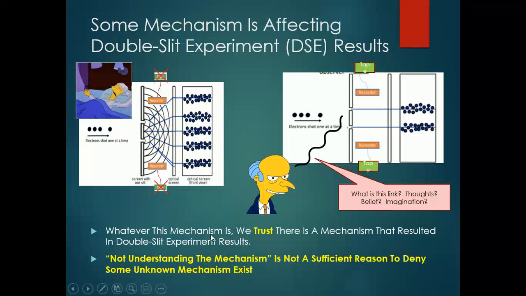There are many schools of thought to explain why the phenomenon behaved the way it did. Whatever that mechanism is, we trust there is a mechanism that results in the double slit experiment results. Even though we don't completely understand what that mechanism is, not understanding the mechanism is not a sufficient reason to deny that some unknown mechanism exists. I think everybody agrees with what's being claimed here.